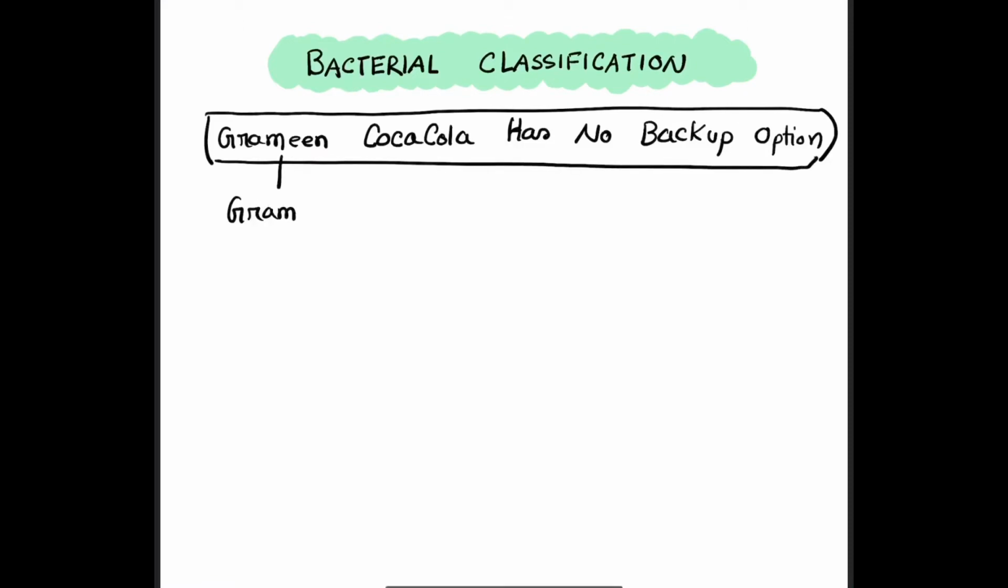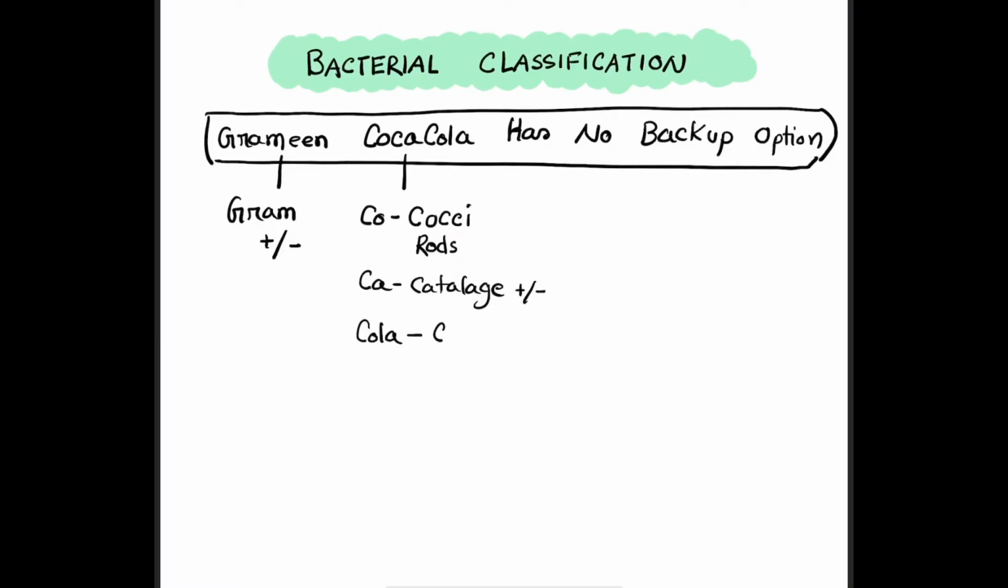Okay, so "gramin" means gram positive or negative, and "Coca-Cola": "co" means cocci or rods. Another name for rods is bacilli. So "ca" means catalase, and again it can be catalase positive or negative. And then "cola" means, you can remember, "cola" means coagulase.